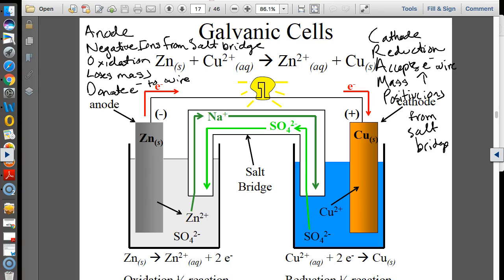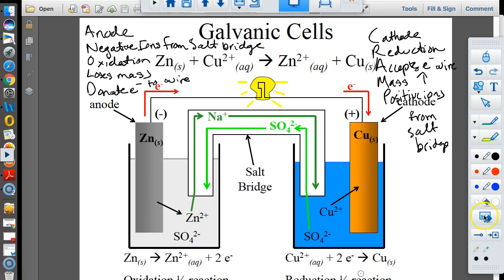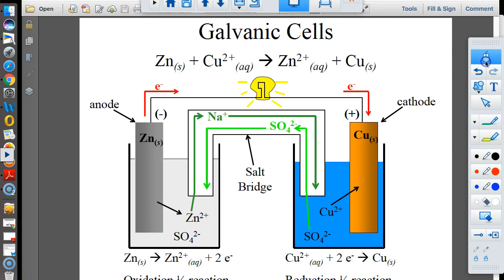How does that make you feel? Should feel pretty good. Over time, this will lose mass as more zinc ions go into solution. And up here, we'll run out of those copper ions. And that's when the battery dies. Yay. And we'll do some mathematical discussion of that tomorrow.